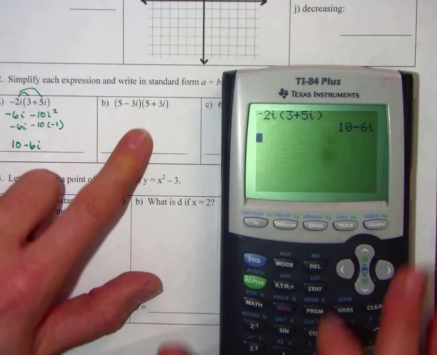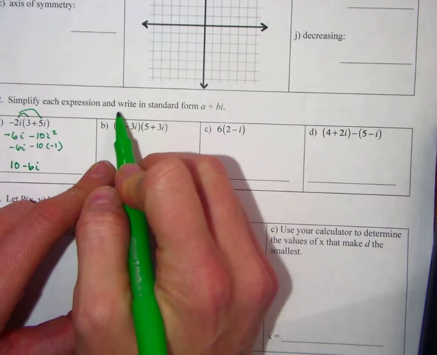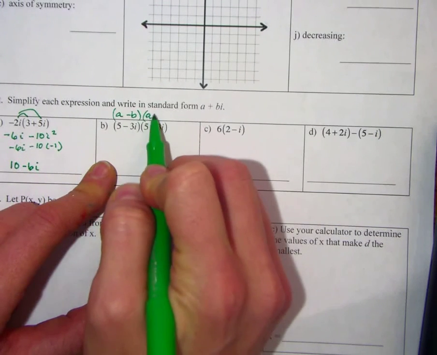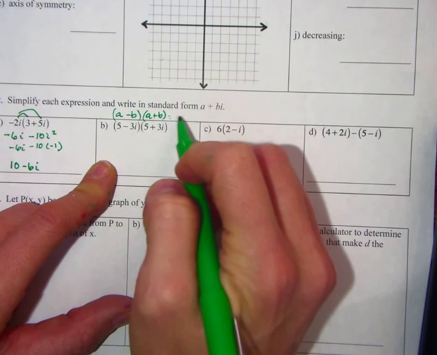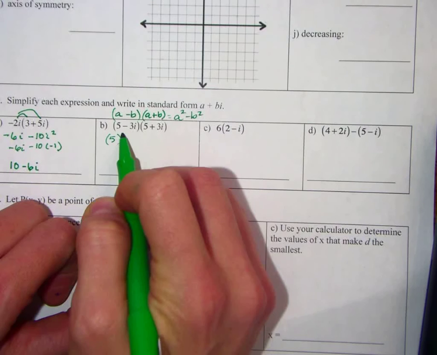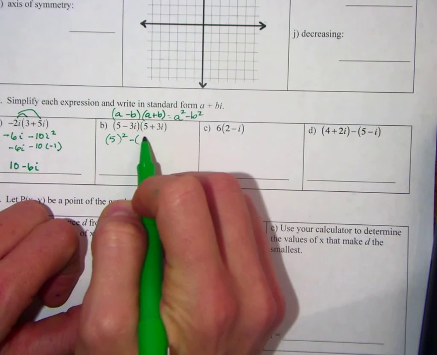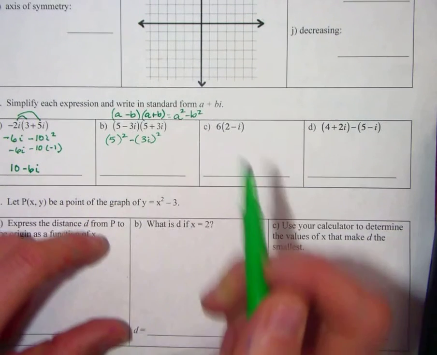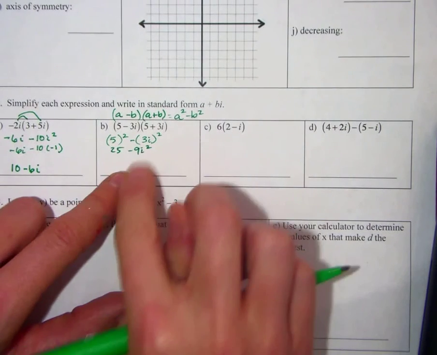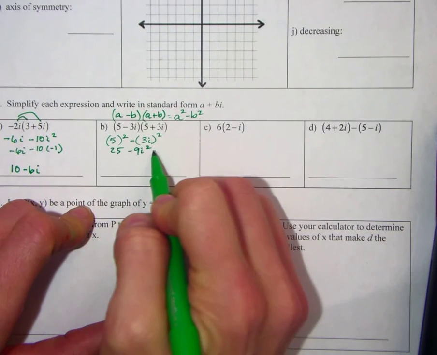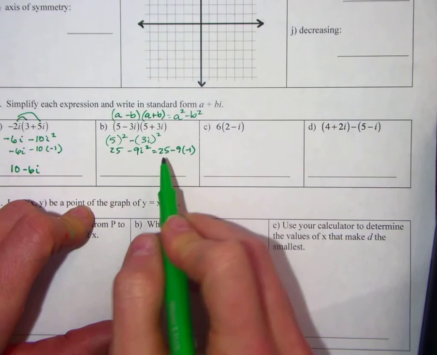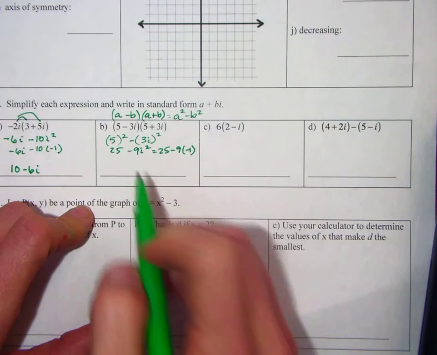For this problem, this is really a difference of squares. This is just a minus b times a plus b, and that's important to know because then this is really just a squared minus b squared. Well, our a value is 5, and then minus, our b value is 3i, and so then we get 25 minus 9i squared. But then you need to remember that i squared is really negative 1, so we really have 25 plus 9, which is 34.